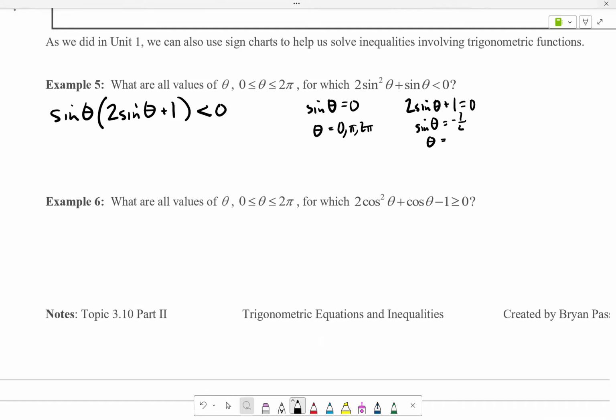Now don't write too big here, by the way. I'm sorry I didn't tell you earlier. Is this easy to solve? 2 pi over 3? 7 pi over 6 and 11 pi over 6. And what are we going to do with these 5 values? We are doing these the same way. So 0, pi, 2 pi, 7 pi over 6, 11 pi over 6.